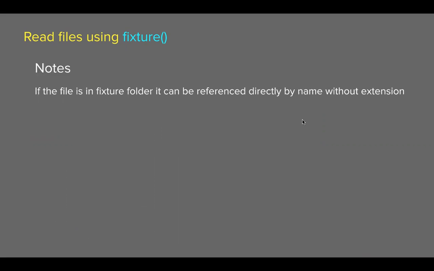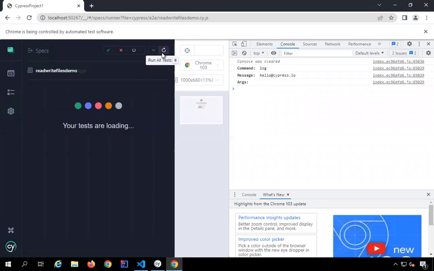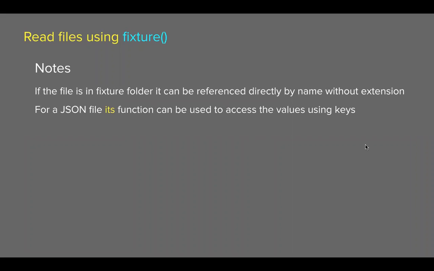And as I told you, if your file is in the fixture folder, it can be referenced directly without any extension. So even if I say here, instead of example.json, just example, that will also work. If I run the test again, you can see it is still working. So if the file is in the fixture folder, it can be referenced directly without the extension.